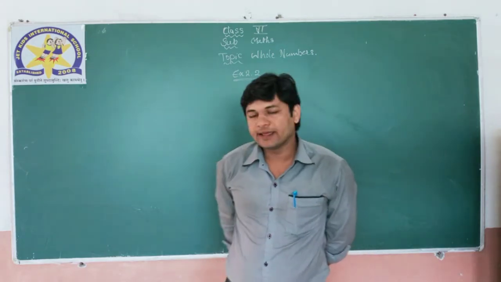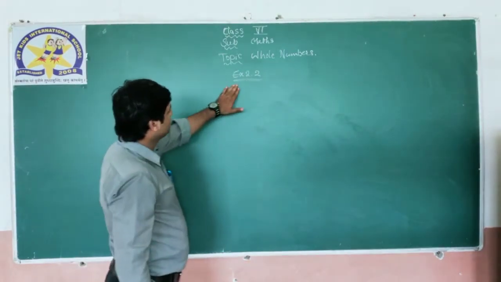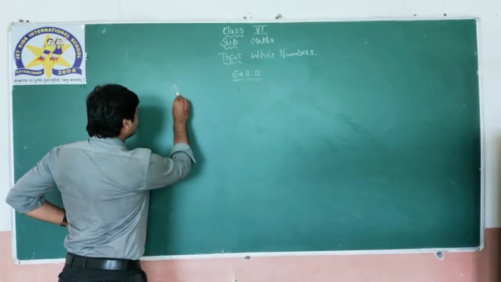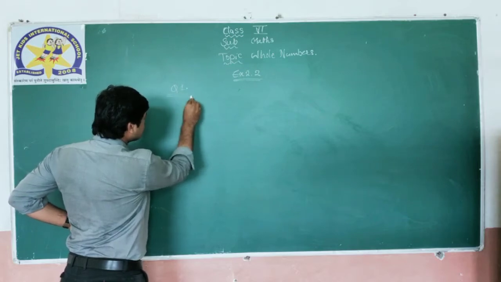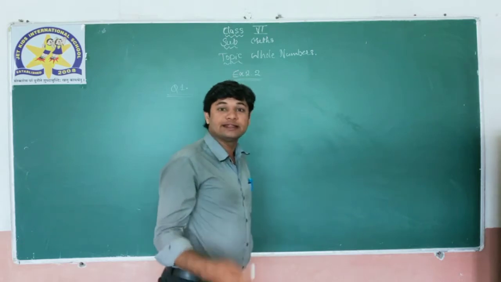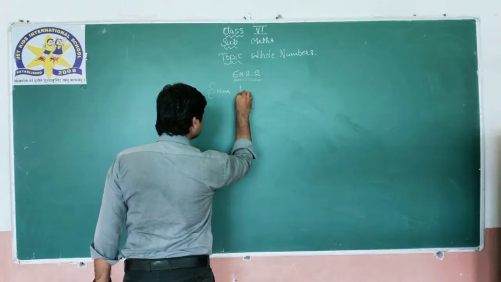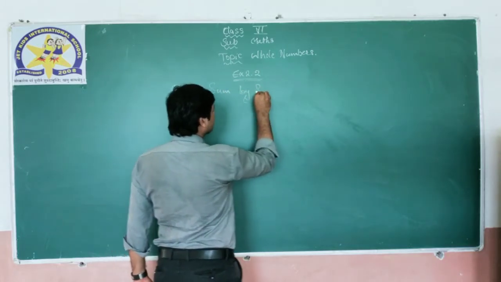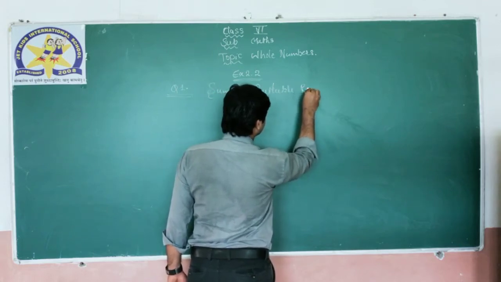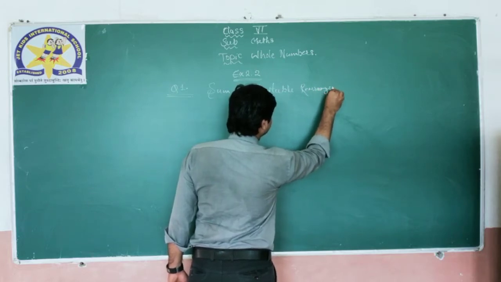So let us start our exercise 2.2. Okay, so here is 2.2. I hope you all have your textbook. So I am directly starting with the answers. Question number 1 is: find the sum by suitable rearrangement.